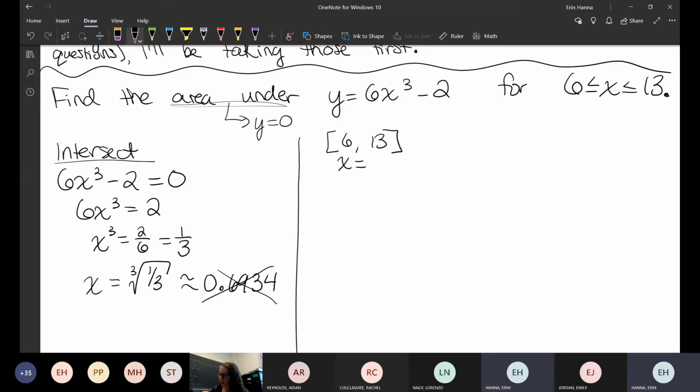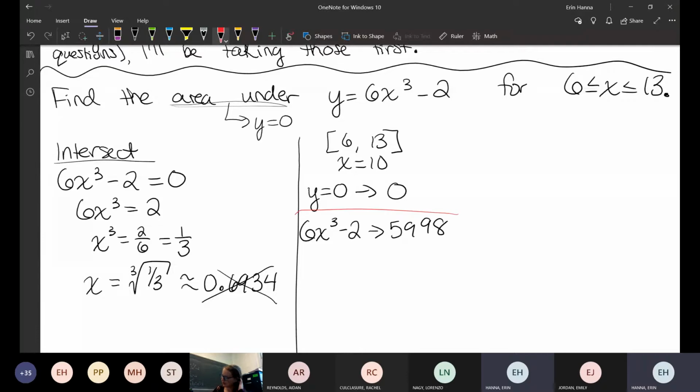So if you want to do that algebraically, we can find a number between 6 and 13, whatever number floats your boat. I'm going to pick 10. And you're going to plug it into both functions. So you have y equals 0. That just always gives you 0. I need to slow down a little bit. And then if we plug in 10 to 6x cubed minus 2, we get 5,998. Which of those two is larger?